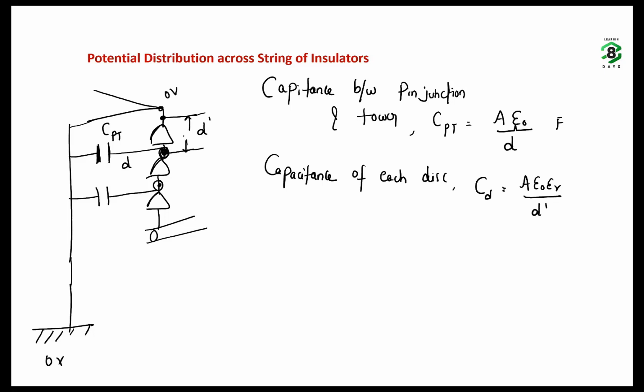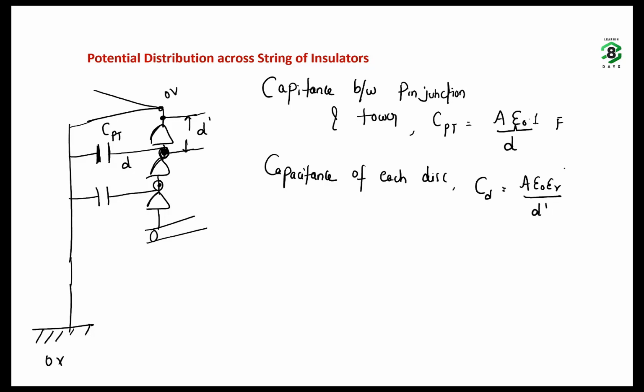Okay, sir, why have you not written epsilon R in the first capacitance, that is CPT? Because what is the medium between this pin junction and the tower? It is air. So the relative permittivity of air is 1. So I did not write the epsilon R value in the first capacitance. But if you are having a porcelain insulator, the epsilon R value is greater than 1. So when you are defining the capacitance of the disc, the numerator contains A epsilon naught and epsilon R, because epsilon R value is greater than 1 for any insulating material.